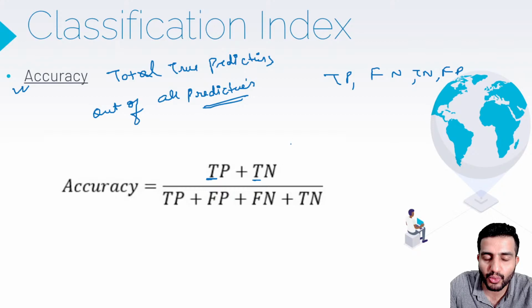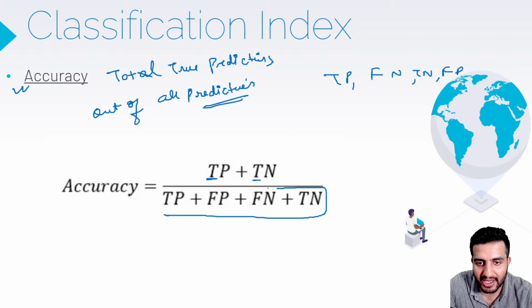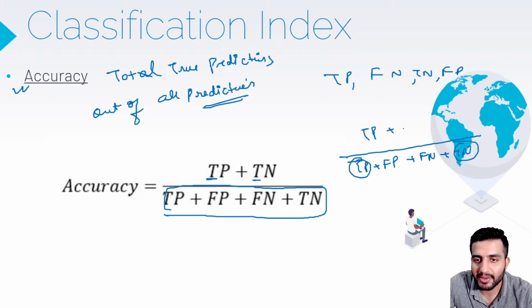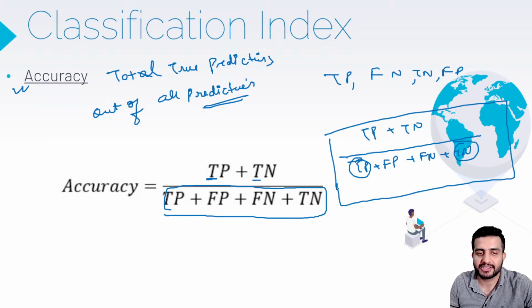So my total predictions would become this: TP plus FP plus FN plus TN, my total predictions, and out of them, I'm only going to look at the true cases. So TP plus TN. That is nothing but what my accuracy means. So out of all the available predictions, how many of that are correct? So TP plus TN divided by all the predictions, that's basically what accuracy means.